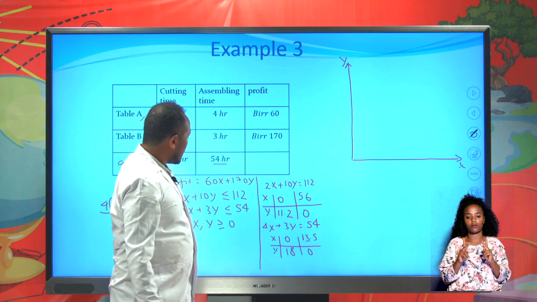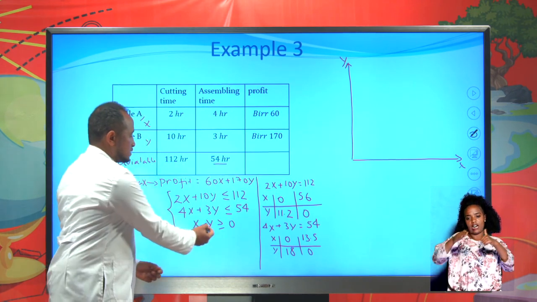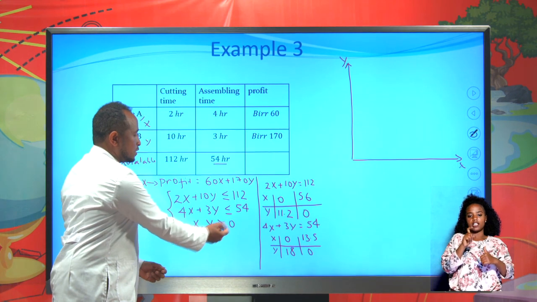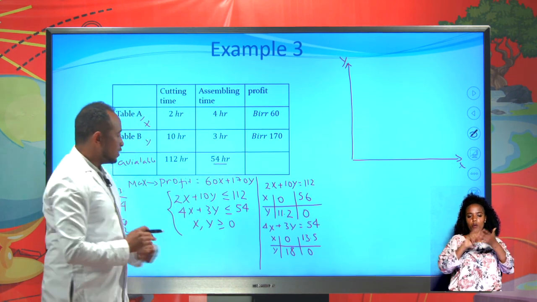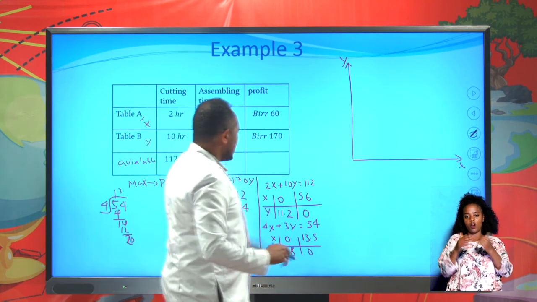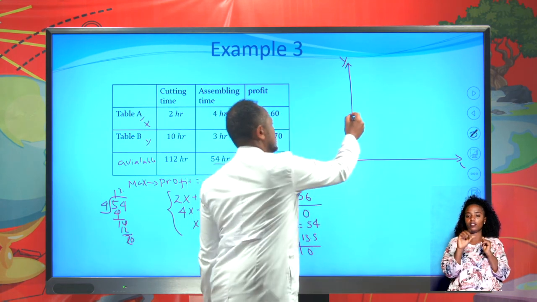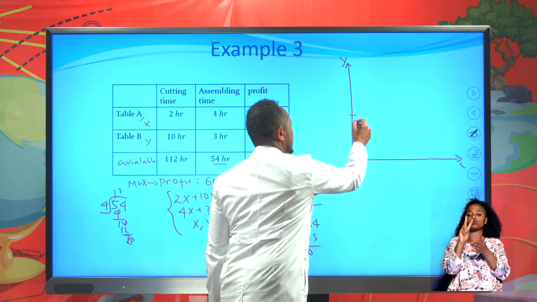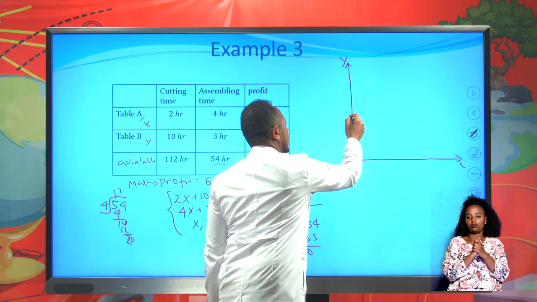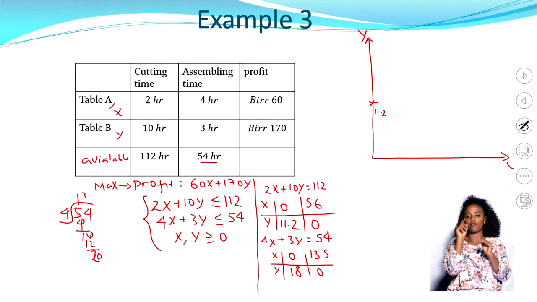So, simply, you can take the first quadrant region only because x and y greater than or equal to 0 means it is only the first quadrant region. So, let's draw this graph on the first quadrant. When x is 0, y is almost 11.2. Let's assume 11.2 be here. So, we have this point. When x is 0, y is 11.2. And when x is 56, let's assume 56 to be here, y will be 0.